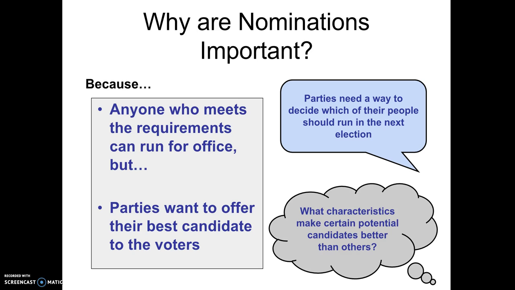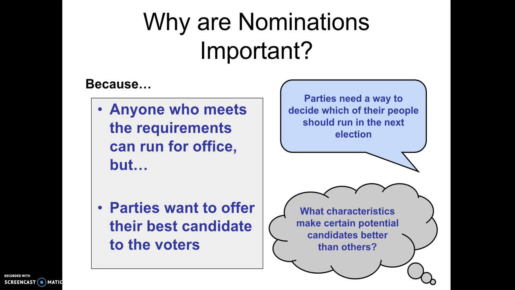Well, the one thing that they need, if they're going to run for president and have any kind of success at it, is they need to be nominated. Nominations are important because really anybody who meets the constitutional requirements can run for an elected office. As long as you are 35 years old, a natural-born citizen, and a resident of the United States for a certain length of time, you can be president.